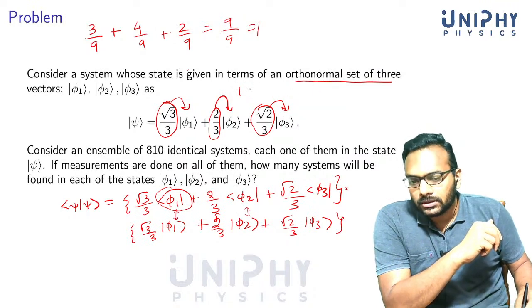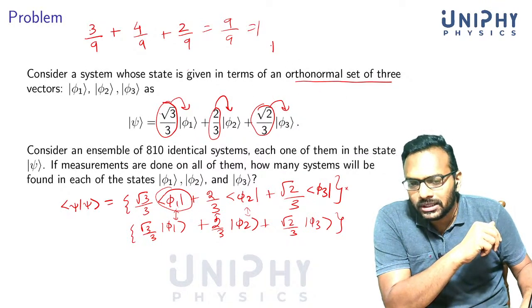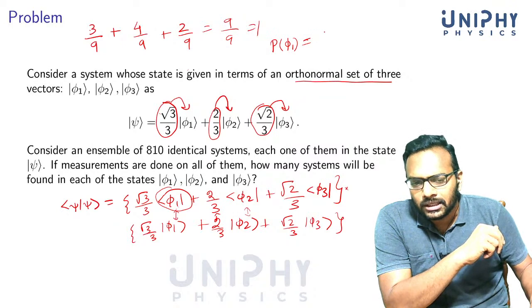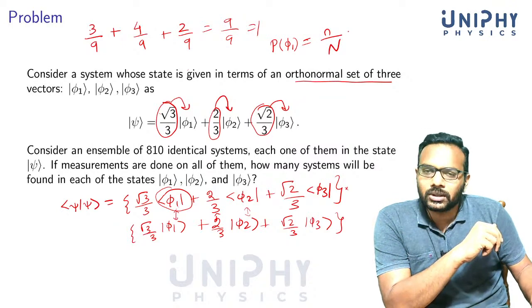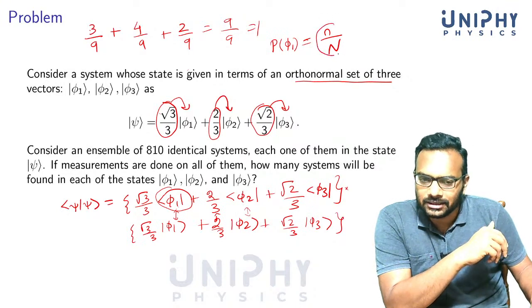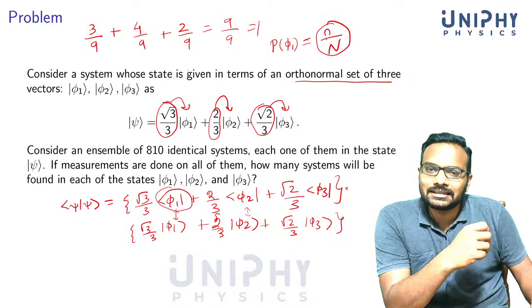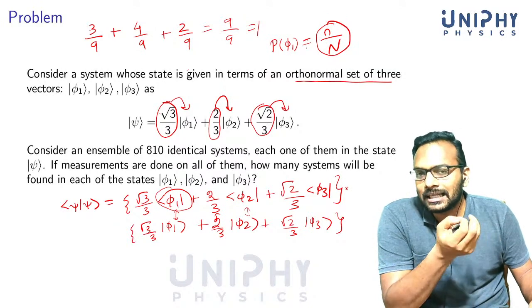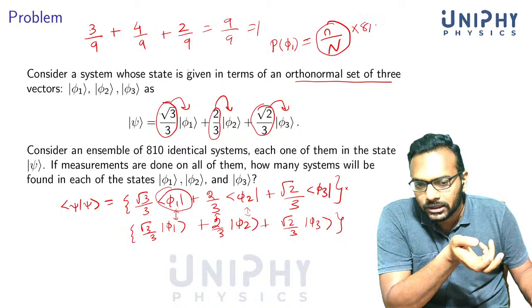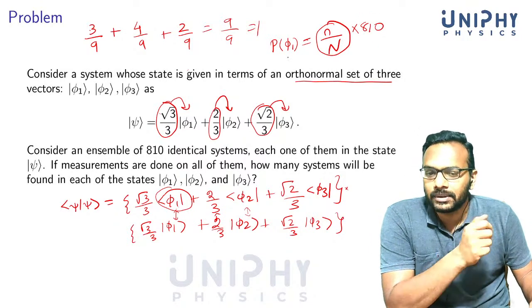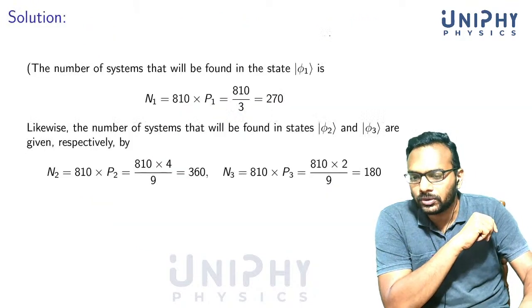So what is probability? The probability that the state will be in phi 1, for example, would be the number of systems which end up in phi 1 divided by the total number of systems. Am I right? So that's a fraction. The probability is actually a fraction of the total number of systems. So if you multiply it by the total number of systems, you will get the number of systems which actually ended up in that particular state. That's what we do here.